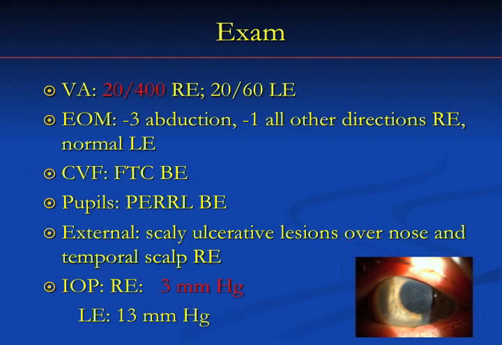When we look at her at the slit lamp, the vision indeed was decreased. It was 20/400 in that eye. She did have some restrictive movement on the extraocular movements and a restricted visual field. Notice that the pressure was 3 millimeters of mercury in that eye.